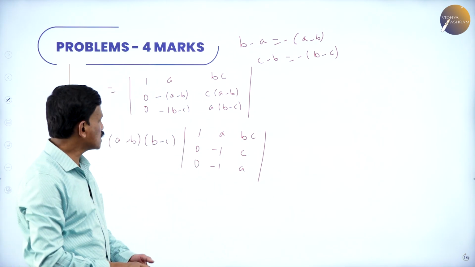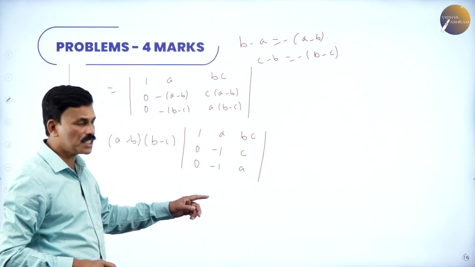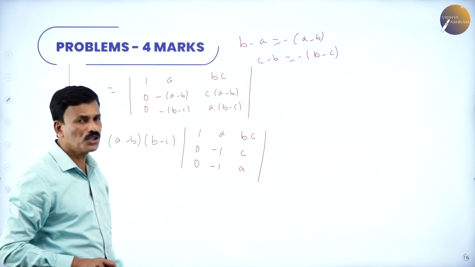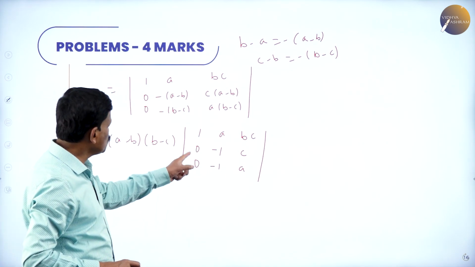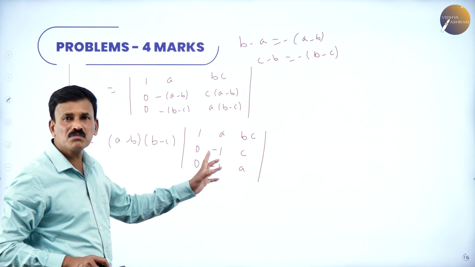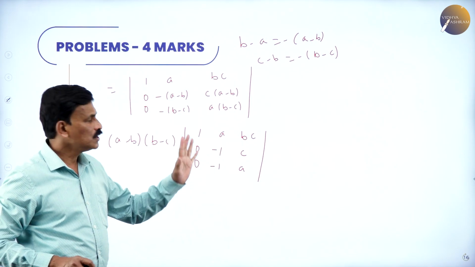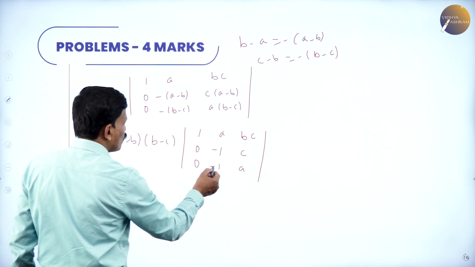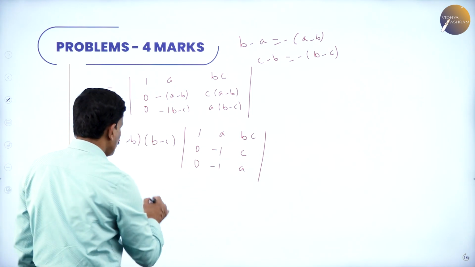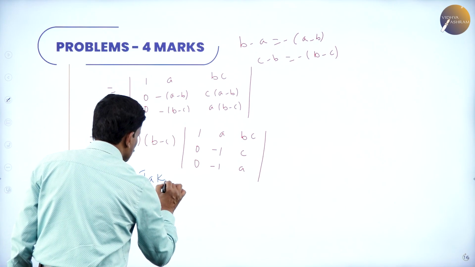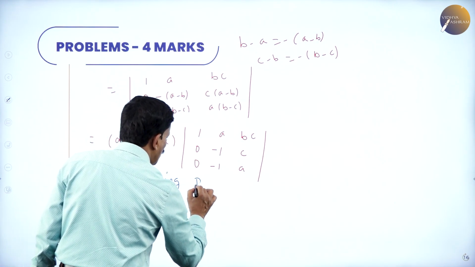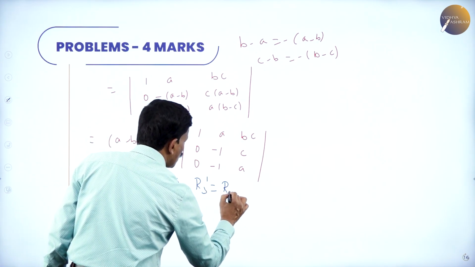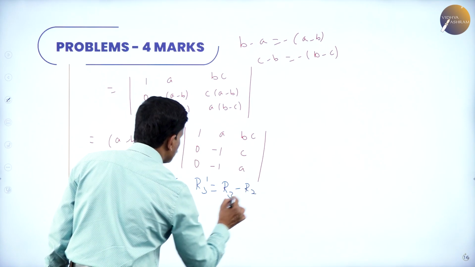Now, convert this matrix in such a way that all the elements below the principal diagonal are 0. See, these two elements are 0, convert this minus 1 as 0 so that you can apply the property and you will get the answer. Now, to convert this minus 1 as 0, we are going to take R3 dash is equal to R3 minus R2 again.